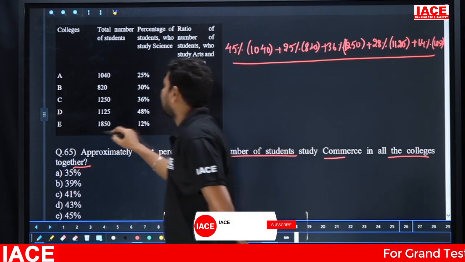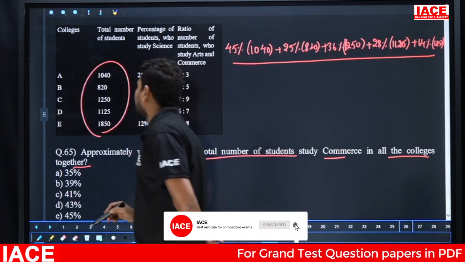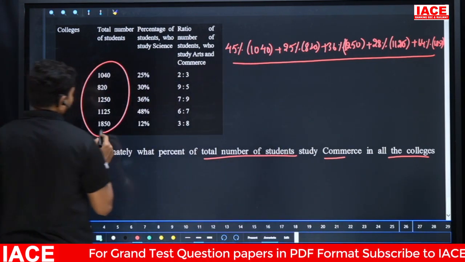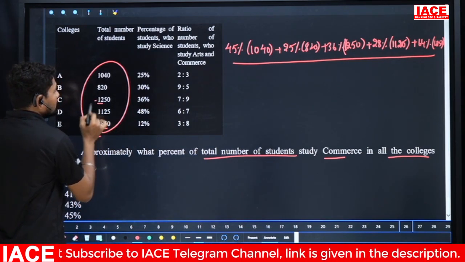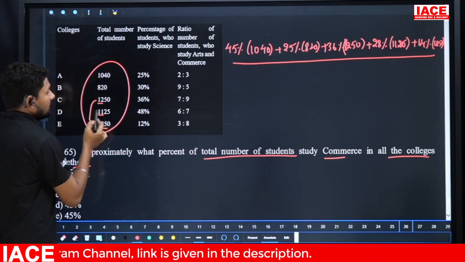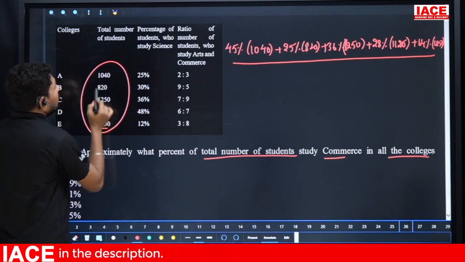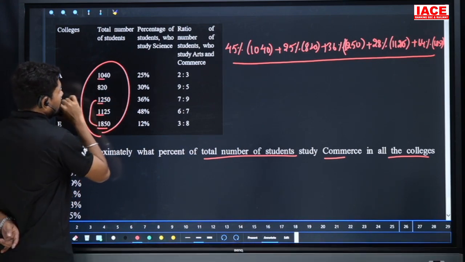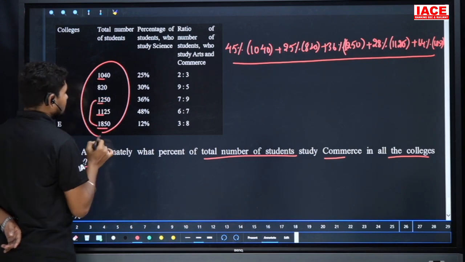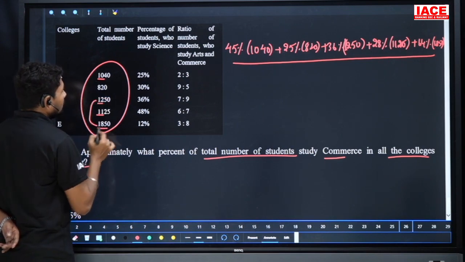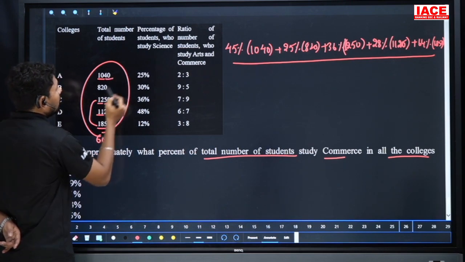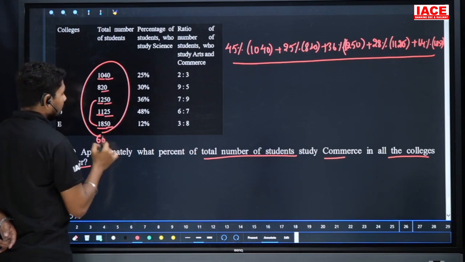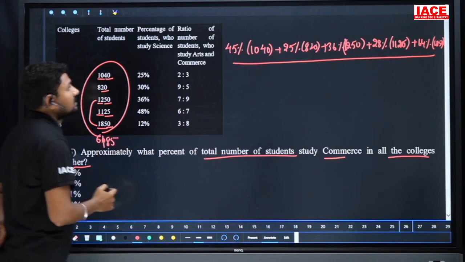So look at these values, we can add them: 1040, 420, 1250, 1125 and 850. Here 1800 and 1200 is 3000, 3000 plus 1100 is 4100, 4100 plus 10 is 51, overall 6160. Add the remaining value, 50 plus 51 is 100, 100 plus 40 plus 20 plus 25 is 185. Overall you will get the value 6185.